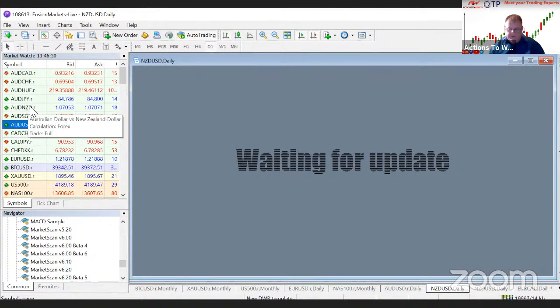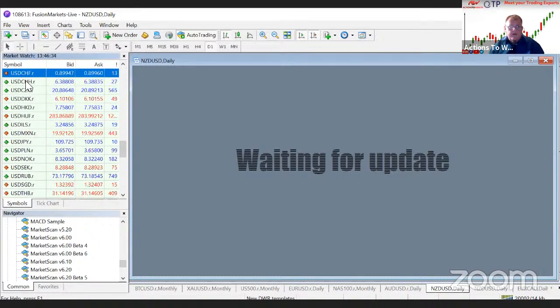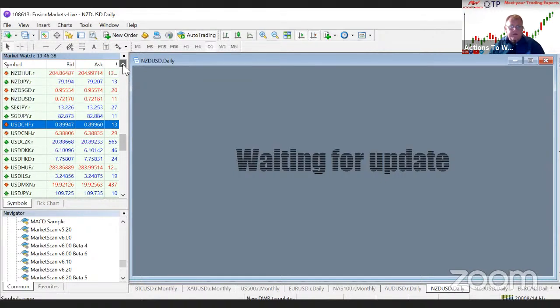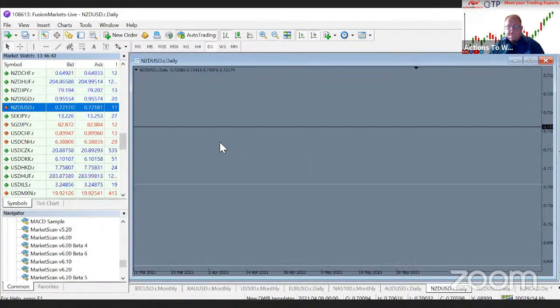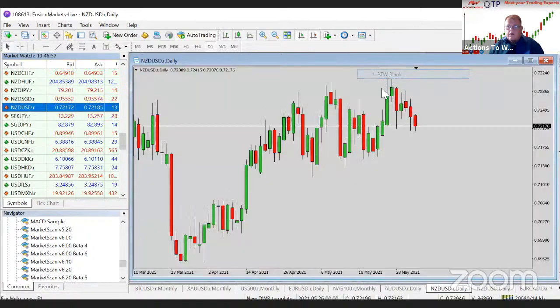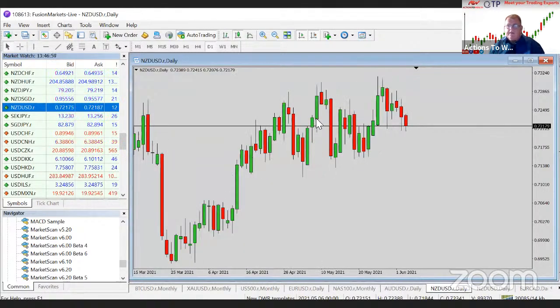Let's have a look at some US dollar options. US Swiss, let's have a look back up at US CAD just up there. New Zealand dollar, US dollar. That should fill in for me a lot more quickly than this. Must be a bit going on with the stream, guys. Sorry, this is taking a while to fill in. That should fill in.